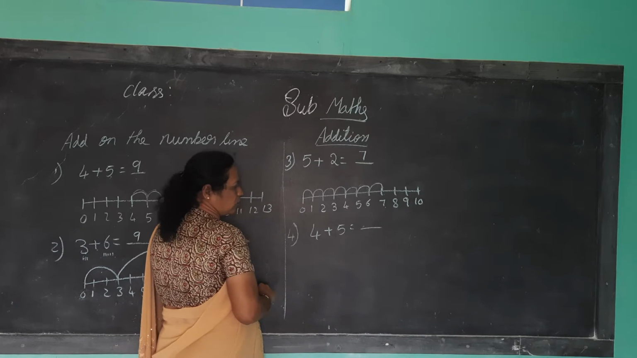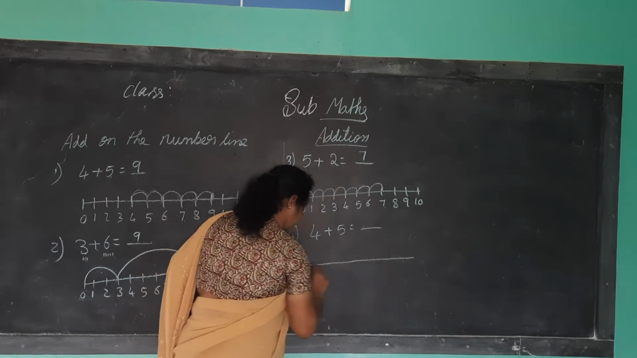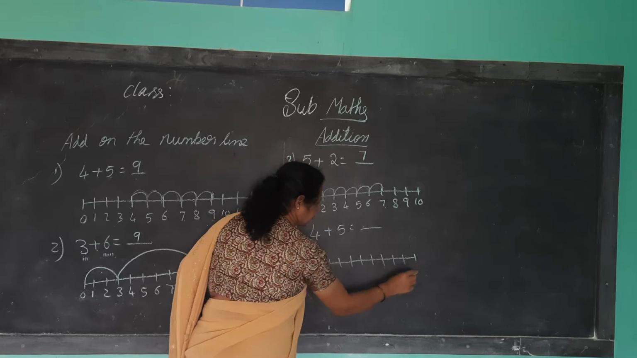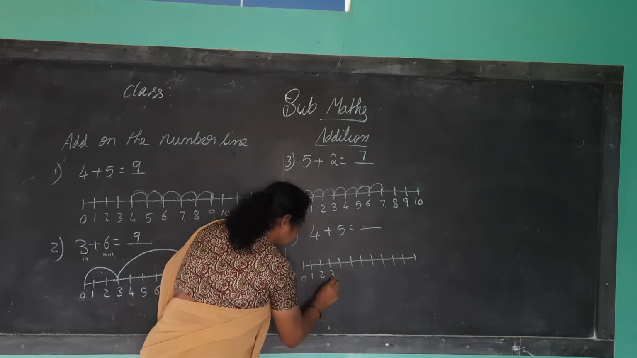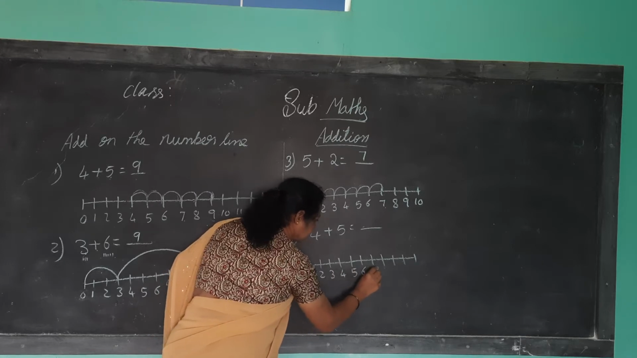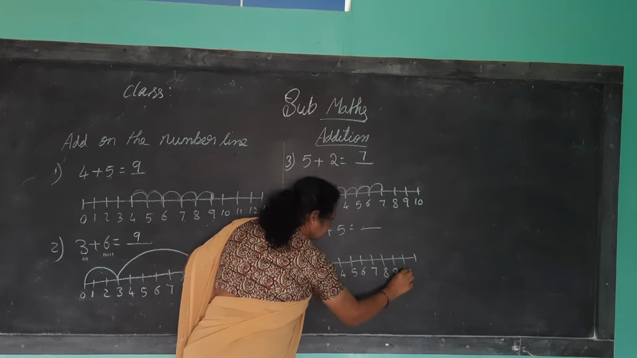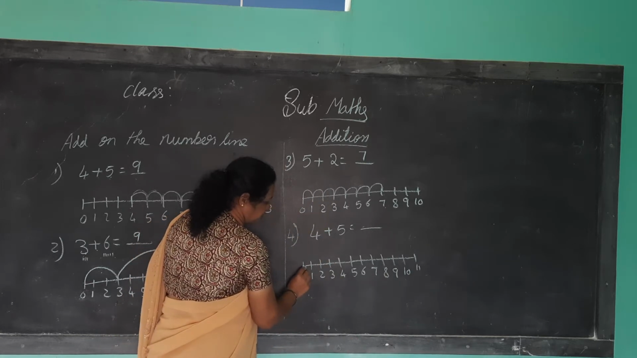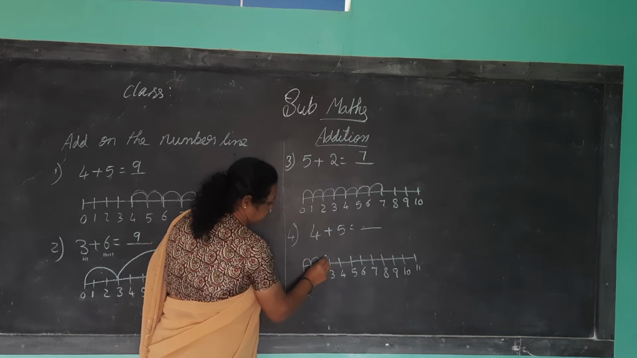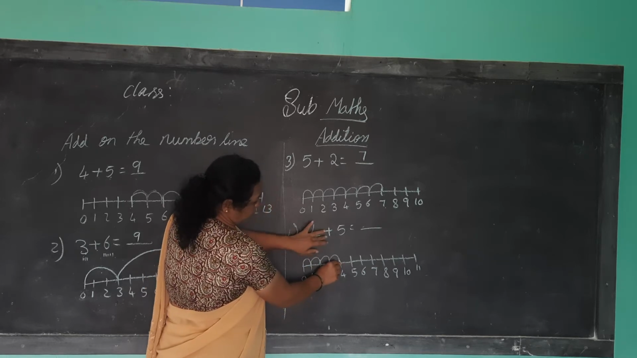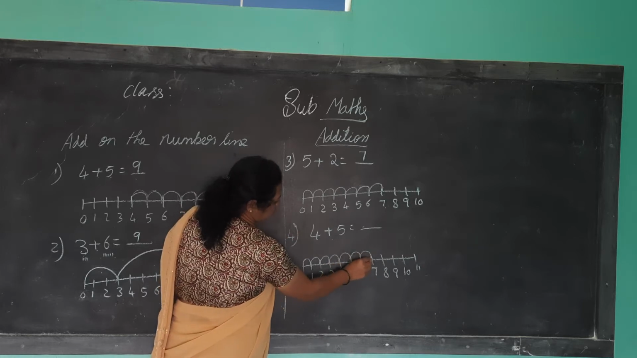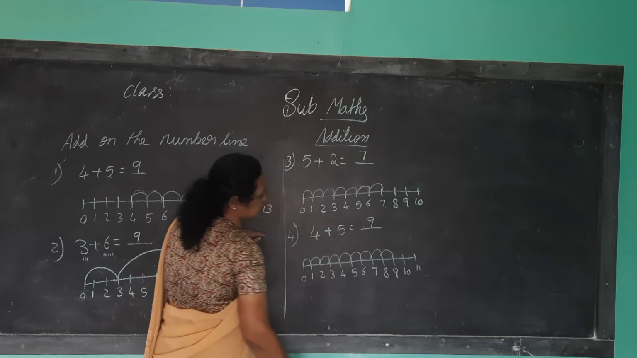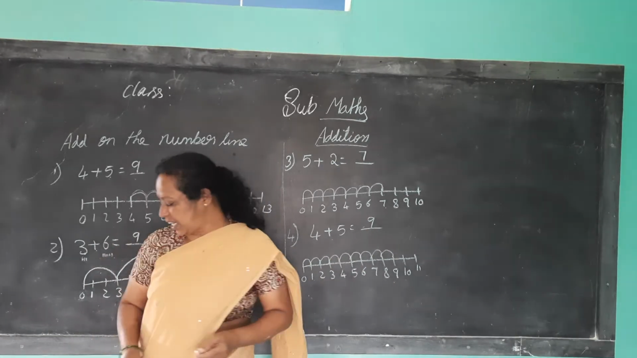Four plus 5 is equal to how much? Okay, the first number is what? 4. So see, from 0 you start: 1, 2, 3, 4. Next, 4 plus 5: 1, 2, 3, 4, 5. How much? 4 plus 5 is 9. Okay children, add on the number line.